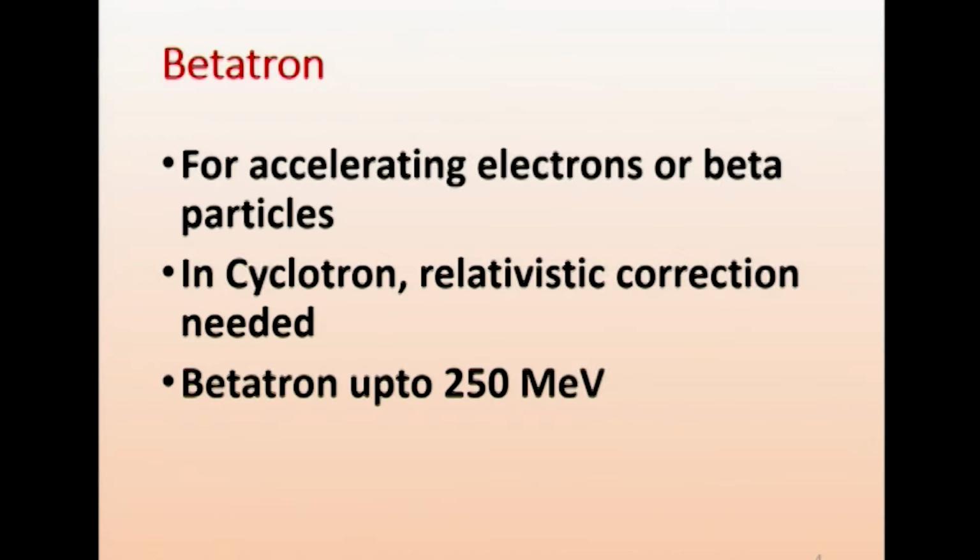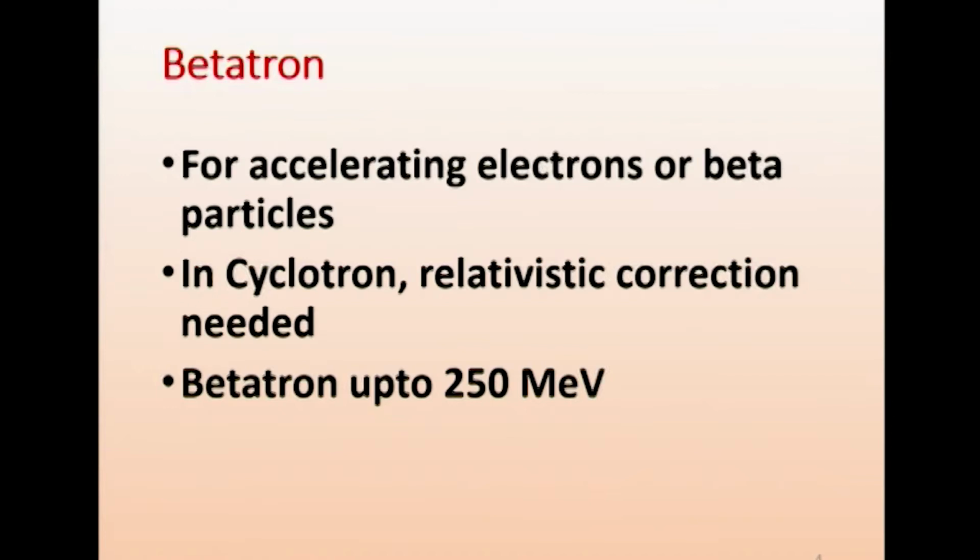Cyclotron, we already discussed the cyclotron. In the cyclotron, a relativistic correction is needed. When the magnetic field is there and the particle goes with higher speed, there is a relativistic correction to the mass, according to Einstein's relativistic equation. When the velocity of the particle approaches the velocity of light, the mass increases. Therefore, the cyclotron frequency condition will get disturbed. Later we will come to what is called the synchrocyclotron to accommodate that. Now in the betatron we can go up to 250 MeV. So here we will think about how the betatron takes care of this relativistic correction. The betatron can accelerate electrons or beta particles up to 250 million electron volts.